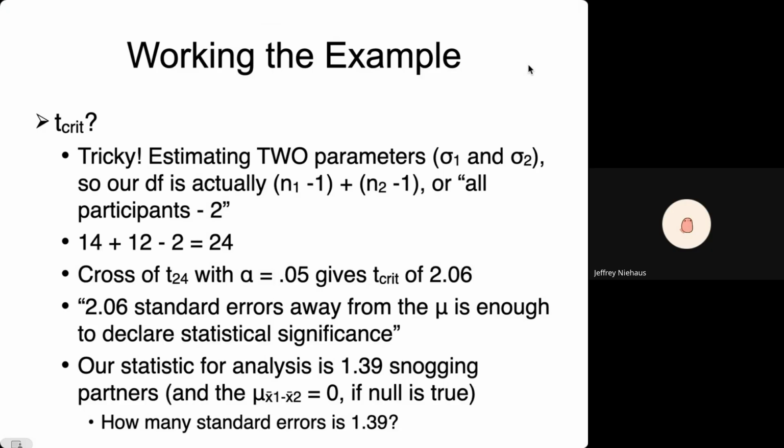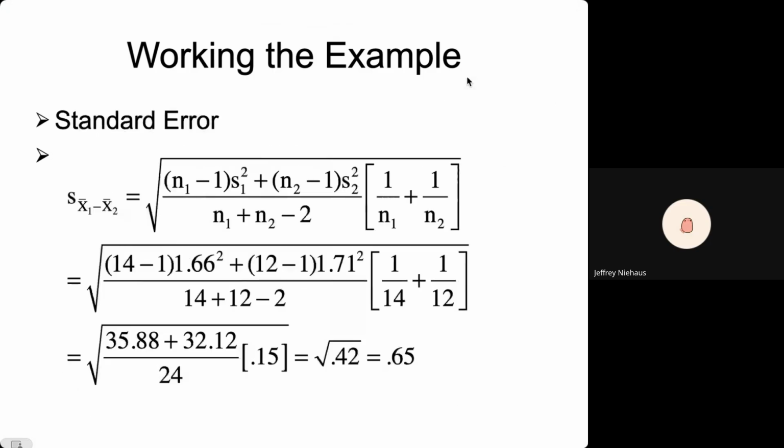So all we have left to do is to figure out how many standard errors away from 0 1.39 snogging partners actually is. All right, here is working out the standard error. Again, I'm never going to make you do this on a test. I might make you do it on an in-class assignment, depends on time. But this is how all the math would shake down. It's very simple arithmetic. There's just a lot of it.